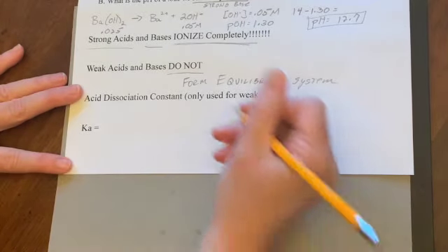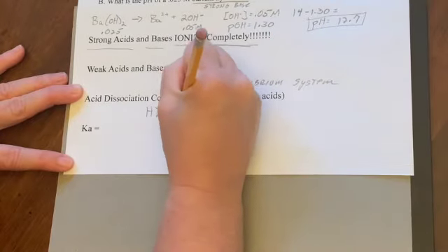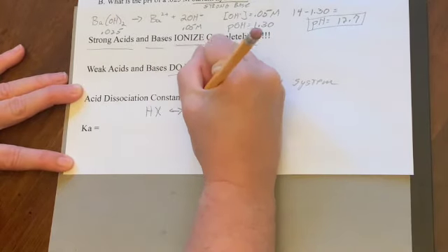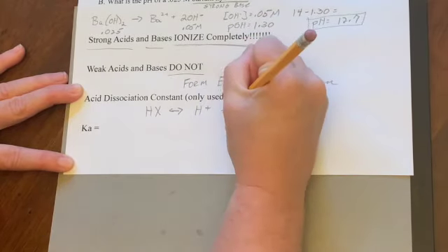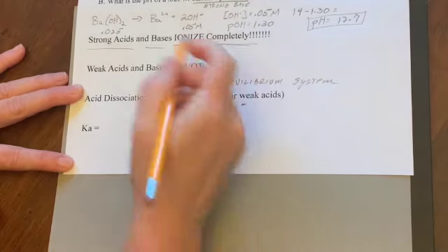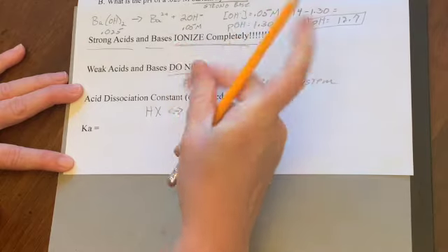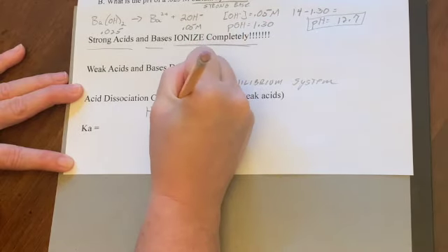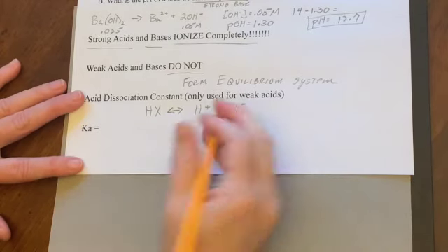So let's take a look. Anytime you see HX, that's just a generic weak acid. It's going to break up into H plus and X minus. But unlike our strong acids and bases, most of it is actually going to stay as HX. Only a little bit of it is going to ionize. So again, we get this equilibrium system.